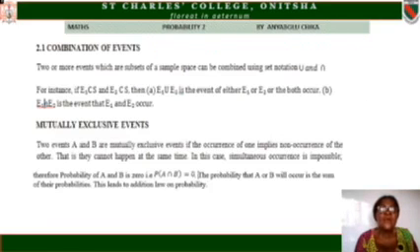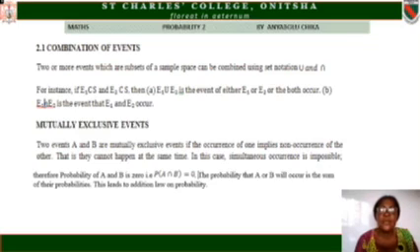Last time we talked about single events. In this Probability 2, we talk about combination of events. Two or more events which are subsets of a sample space can be combined using set notations, union and intersection. For instance, if E sub 1 is a subset of the sample space and E sub 2 is a subset of the sample space, then E sub 1 union E sub 2 is the event of either E sub 1 or E sub 2 or both occurring. E sub 1 intersection E sub 2 is the event that E sub 1 and E sub 2 both occur.